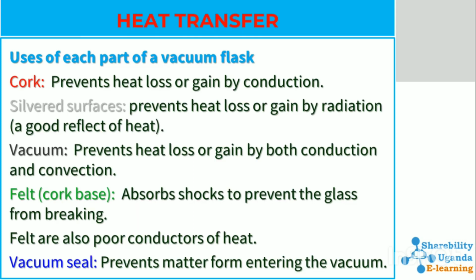Then the importance of some of the parts of the vacuum flask. It has the cork, which prevents heat loss or gain by conduction. It has silvered surfaces, which prevent heat loss or gain by radiation, and it does this by reflecting heat. The vacuum prevents heat loss or gain by both conduction and convection. It has the felt or cork base, which absorbs shocks to prevent the glass from breaking. Felt is also a poor conductor of heat, therefore it does not allow heat to pass through easily. It has the vacuum seal, which prevents matter from entering the vacuum.